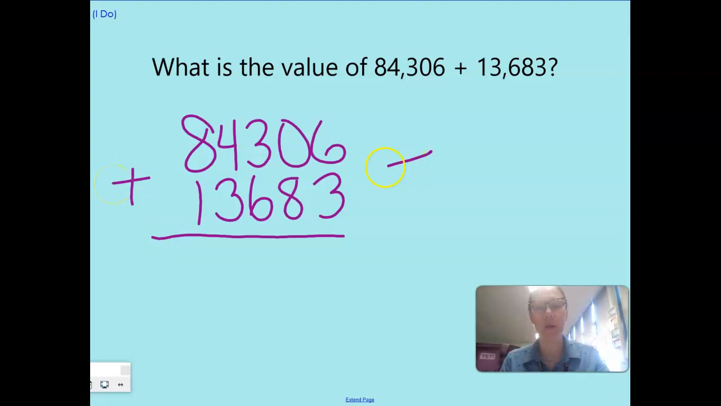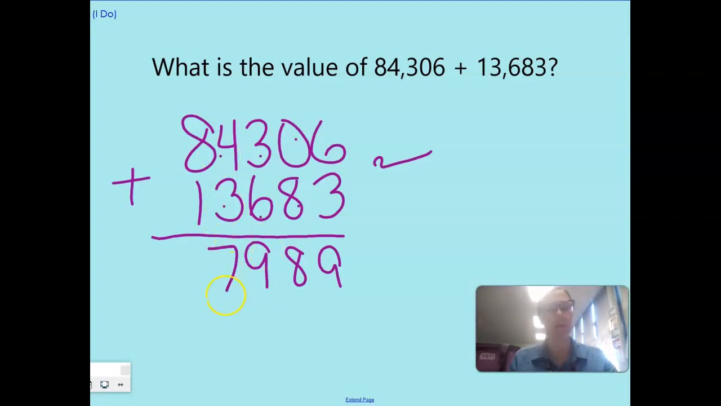As always, I'm starting on this side. So 6 plus 3, 6, 7, 8, 9. That's 1 digit. I'm keeping the 9 down there. Moving to my tens place, I have a 0 plus an 8. That would be 8. Moving to my hundreds place, 3 and 6. That would be 9. Just 1 digit. 4 plus 3 in my thousands, that would be 7. And 8 plus 1 in my 10,000s, that would be 9.